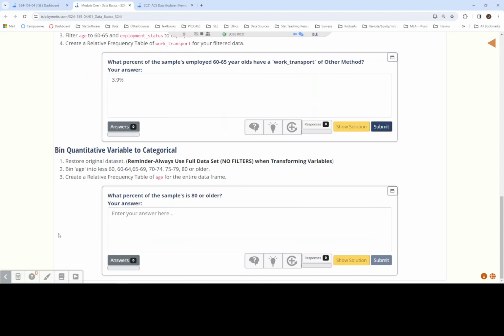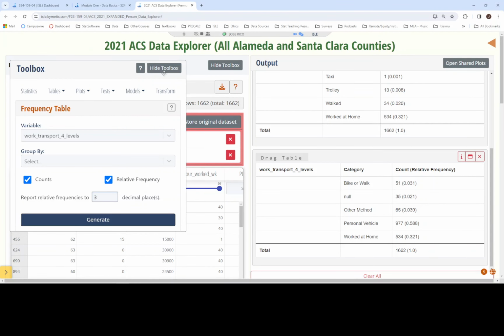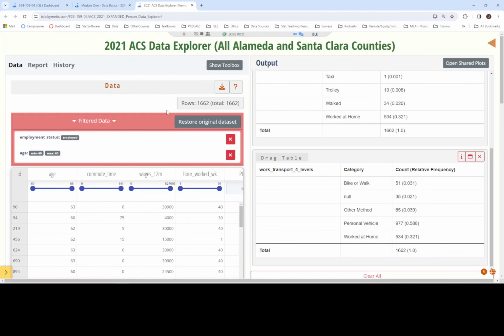All right, here is the third skill. We are now going to bin a quantitative variable. This tends to give a lot of students the most difficulty, but it's okay. We'll get through it. Takes a little time to make sure you're doing it right. We're going to go less than 60, 60 to 64, 65 to 69, 70 to 74, 75 to 79, and 80 and older.